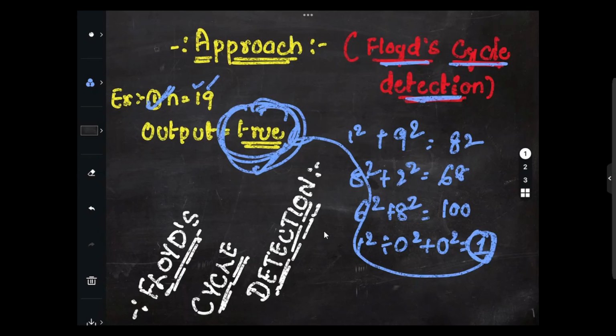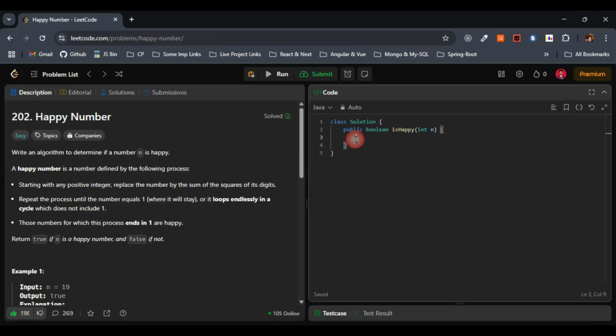Now we are completely familiar with this approach. As we are completely familiar with the approach, we are good to write the code. Let's start writing the code here. The first step is we'll be making use of the slow and fast pointer, right? So I'll just go with the slow equals here.